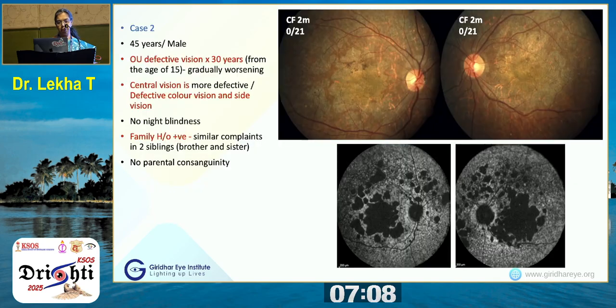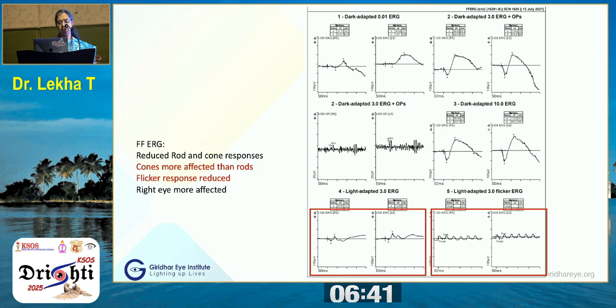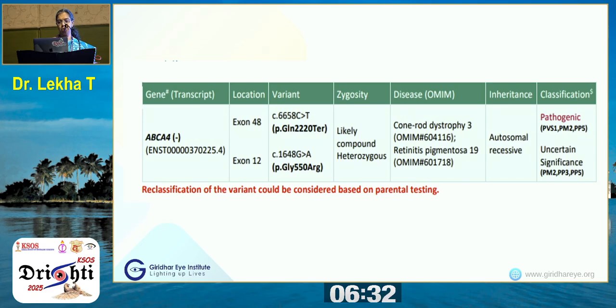So this is a second case. He is a 45-year-old male, defective vision since 30 years, again started by the second decade. He also had defective color vision and side vision. Family history was also positive, and we can see that both his vision and color vision are markedly reduced. Much more extensive fundus changes compared to the previous patient, and again on the autofluorescence, we can see extensive hypoautofluorescent lesions, extensive EZ loss on OCT, and significant field defect. In the ERG, we can see that the rod response is reduced, but it's the cone response that is reduced more than the rod response. And genetic testing again showed a pathogenic variant in ABCA4, but due to cone rod dystrophy.